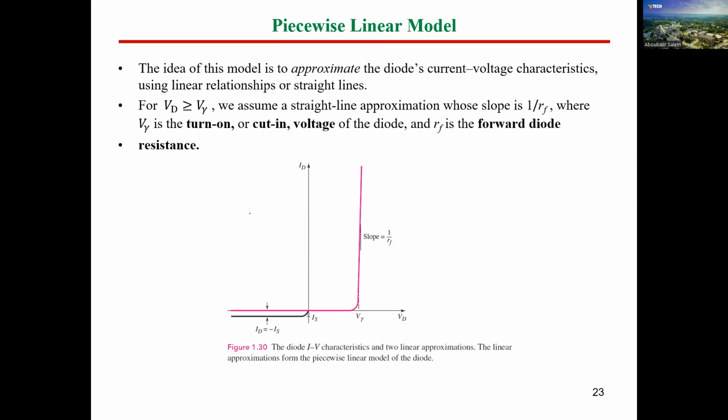Now, guys, there is one well-known model for a PN junction diode called the piecewise linear model. So what is the piecewise linear model? Let's describe it together. The idea of the model is to approximate the diode's current-voltage characteristic using a linear relationship. We know that the equation of current is exponential, and an exponential is not a linear relation. But can we assume the relation is linear? This is what's called the piecewise linear model. We assume the relation is linear in certain parts, especially during turn on.